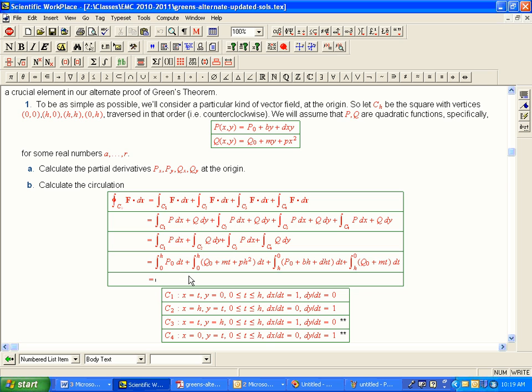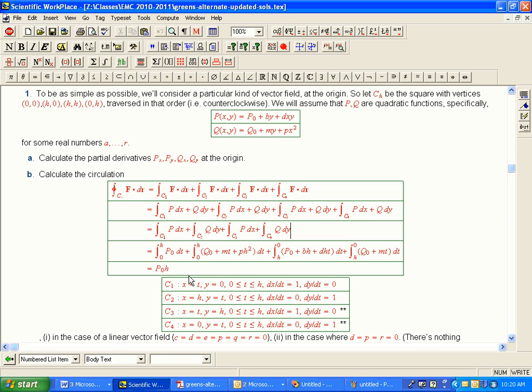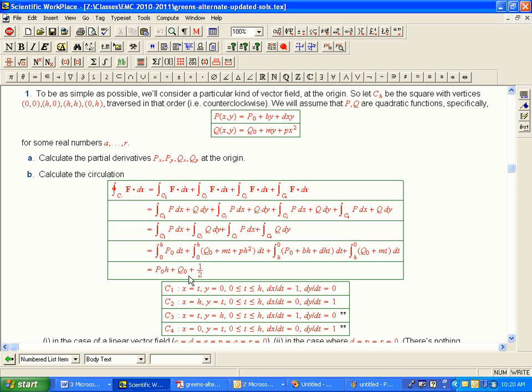And so constant just turns into p naught h, because that's a forward integral. There's nothing weird about that one. Plus, okay, that's going to turn into q naught plus 1/2 mh squared. Okay. Plus ph cubed. Okay. I'm doing these rather quickly, but this isn't the hard part.